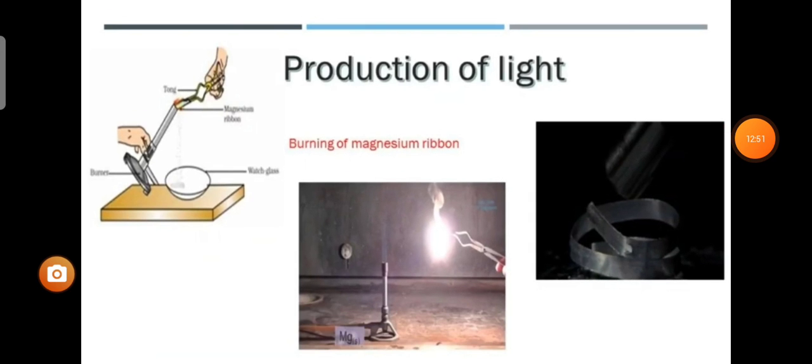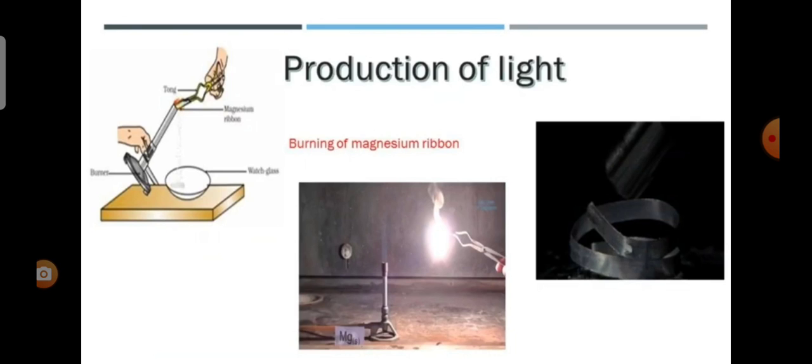Production of heat. Have you ever rubbed your palms in winter season to keep yourself warm? Have you noticed the heat produced when you use a cycle pump? Chemical reactions also produce heat energy. Such reactions are called exothermic reactions.